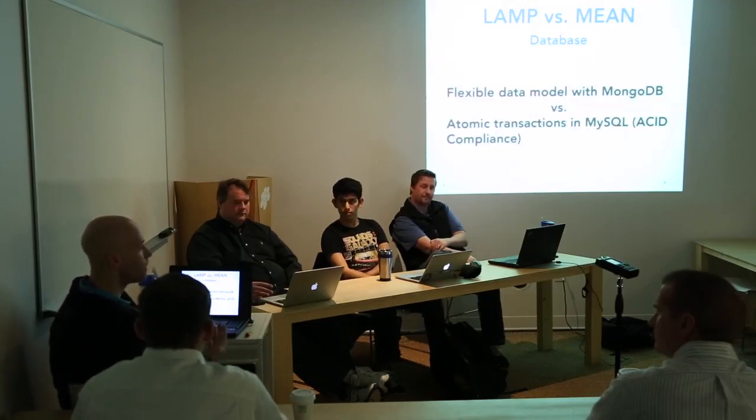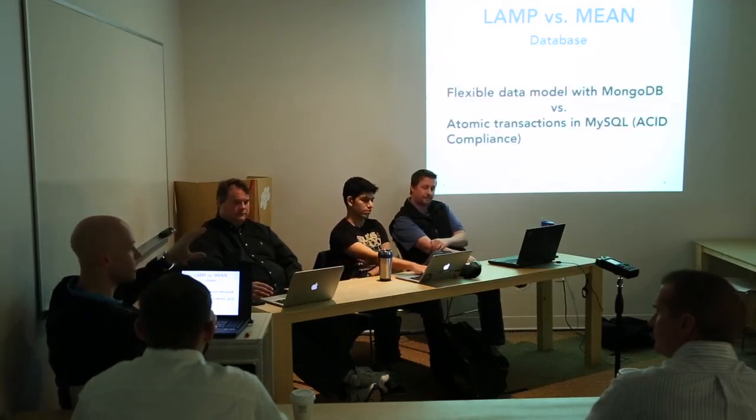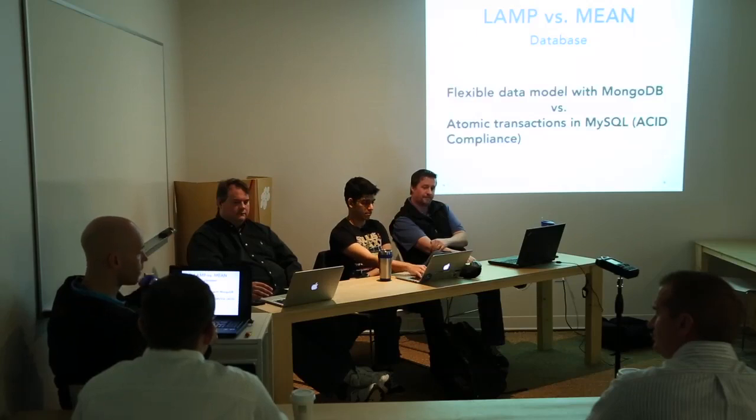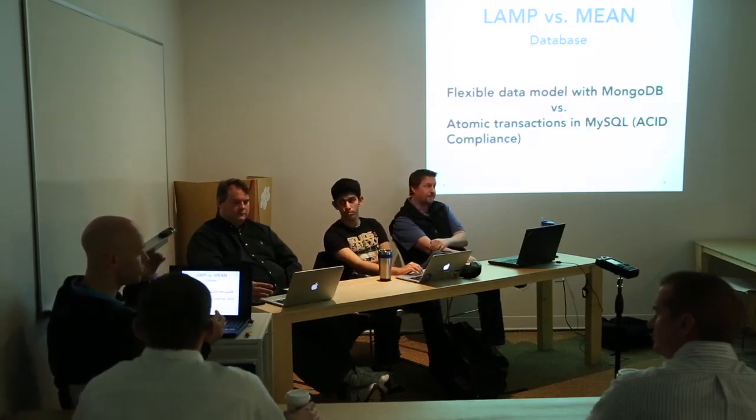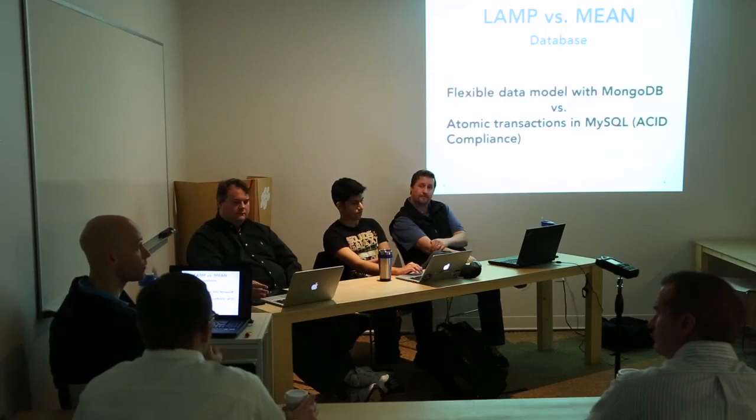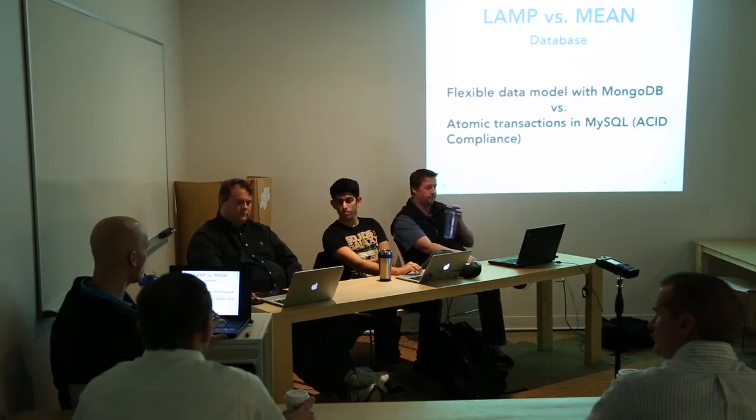Whereas Mongo, if you have 300 documents, and on document 301 you have to add an attribute, you can essentially do that on the fly. So it's flexible in that sense. Whereas MySQL is ACID compliant and supports transactions.